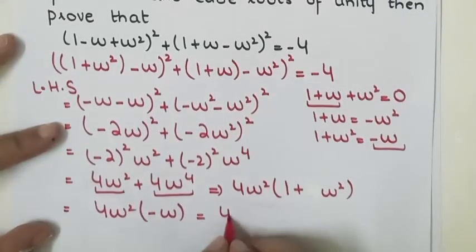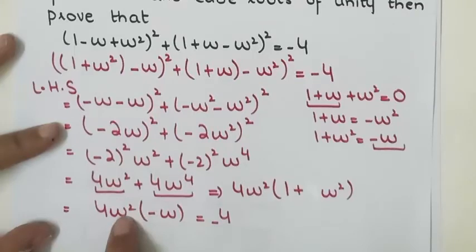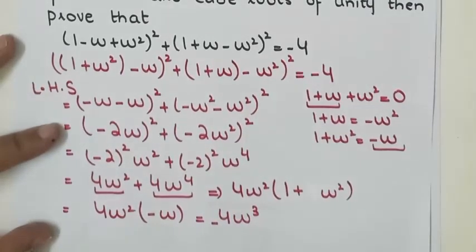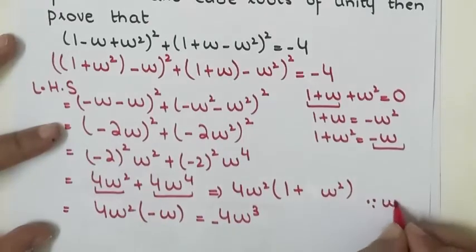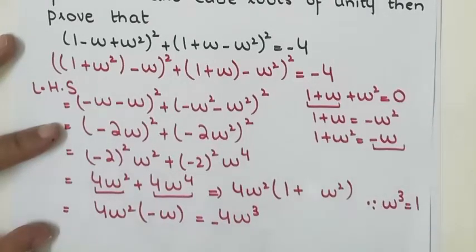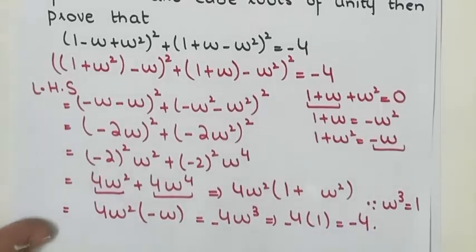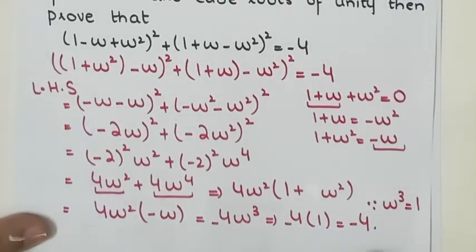Now this is equal to −4ω² into ω, which means ω³. Now this is a very important result, that ω³ is equal to 1. So −4 into 1 is equal to −4. So in this way we have proved our result, and this is the right hand side. In the coming videos I will make a video in which I will tell the 3 ways how we can show that ω³ is equal to 1.